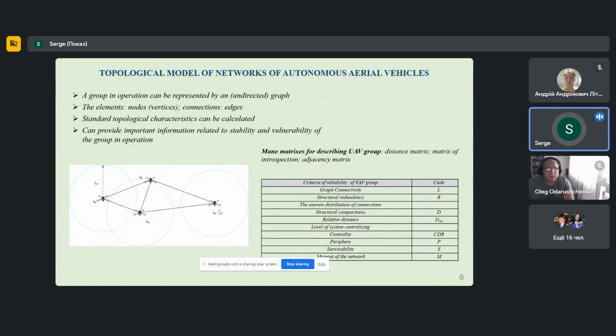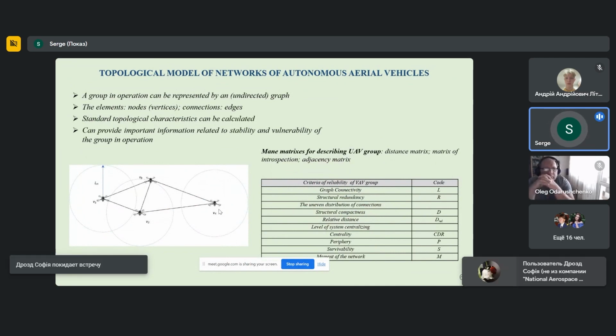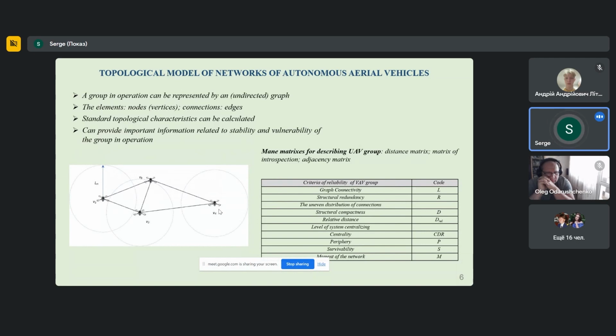The second aspect we can consider here is the topological and structural model. Why we want to consider it will be clear very shortly. Basically, one can see a system, a group of aerial vehicles, as a graph, undirected graph in some cases, with vehicles as the nodes or vertices and edges as communication channels, connections. And then calculate standard topological characteristics of a graph, which are well known.